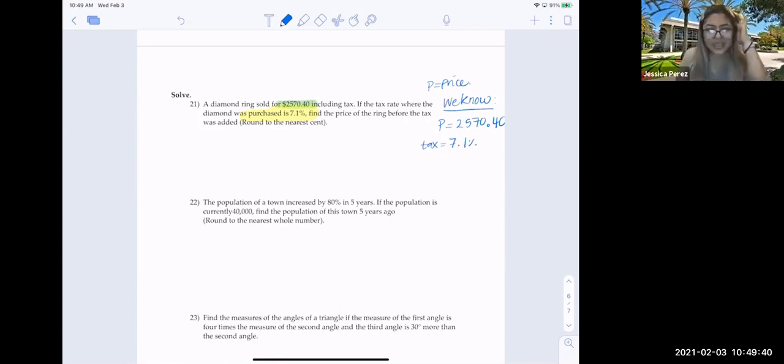So in order for us to create an equation, we have to do what? We have to convert. So first, step one, convert, meaning you have to change it. Convert 7.1% to decimal. Who knows how to do that? It's pretty simple. How do we convert 7.1% to decimal? Write it on the chat. If you know how to convert it, write it in the chat, please.